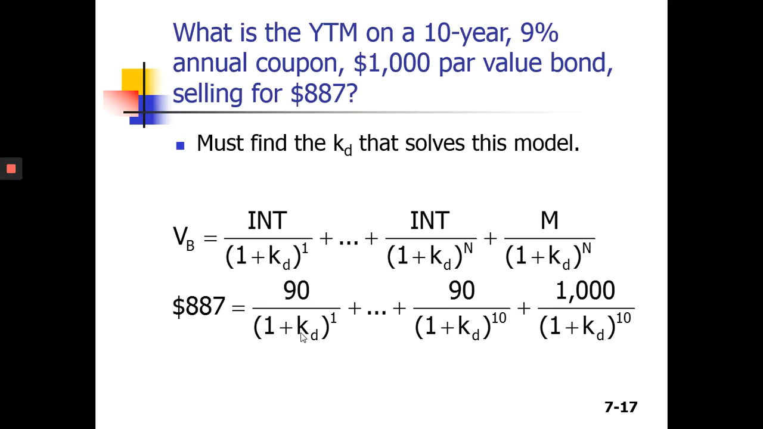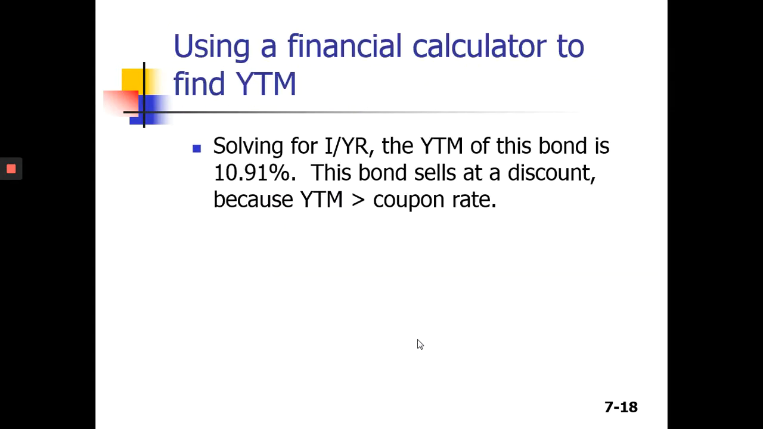For example, in this equation, in this slide, we see that the interest payment every year is 90, and finally the principal amount, your face value, is being paid, and the price of this bond today is $887. Then we can solve this equation for KD, the discount rate. This is yield to maturity, and in the same way we can find the yield to call.